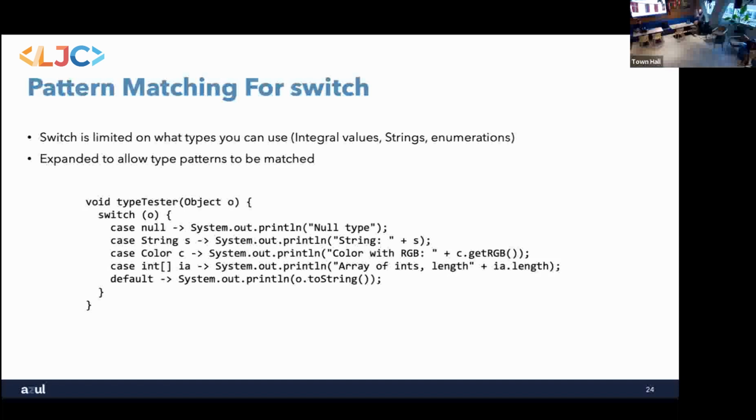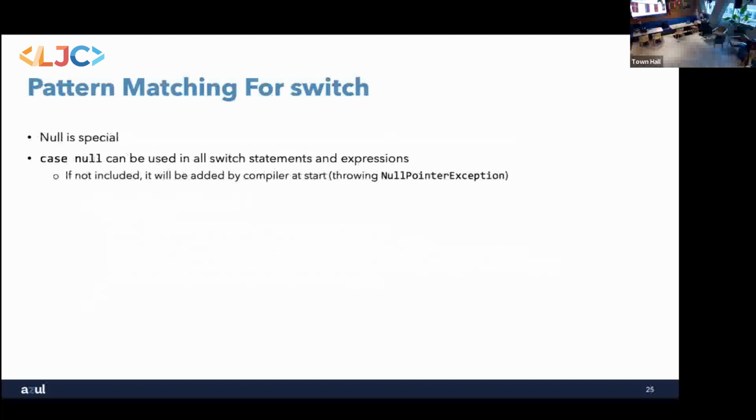Then I can have case string s. So in this case, our predicate is just string, case string, and we've got a pattern variable called s. And now we can print out the value of s. We can also have a color, C. Now, in the initial development of this, we can't switch on primitives. We can now, and I'll talk about that later on. But in this particular situation, when they introduced this, you couldn't switch on primitive. However, an array of primitives is an object reference, so it has a type, so you can switch on an array of ints and then print out the length of the array. And then you have a default.